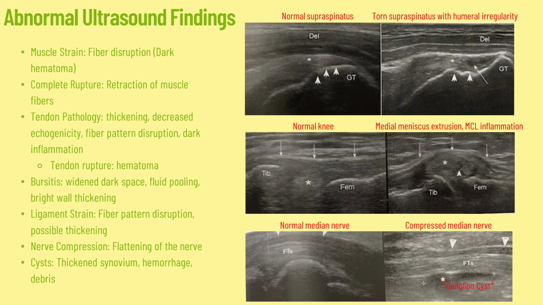versus the image on the right. You can see the arrows are pointing to the median nerve, which looks squished. And it's actually squished between the flexor tendons. As you can see on the bottom of the image where the asterisks are, that is a ganglion cyst. So that ganglion cyst is under those flexor tendons, and it is causing compression onto that median nerve, flattening out that surface.